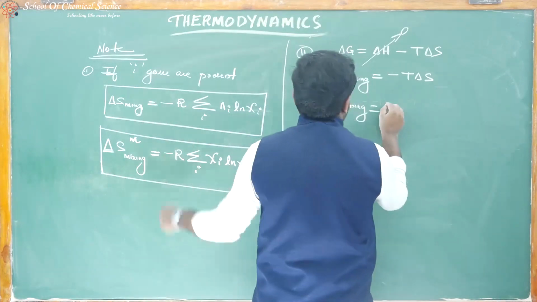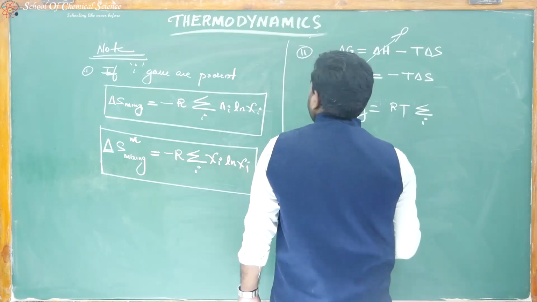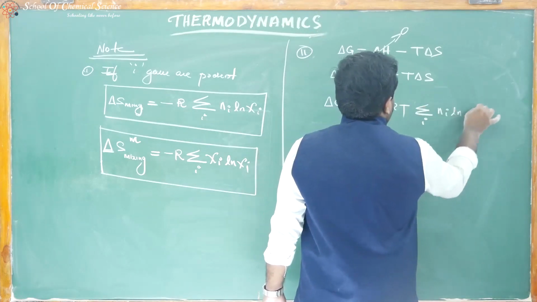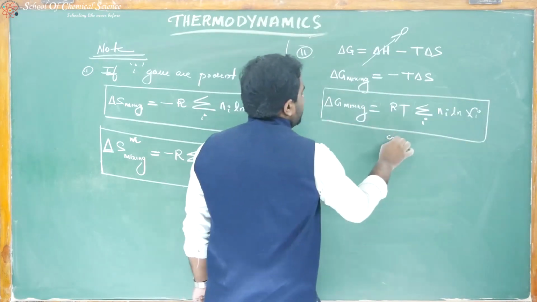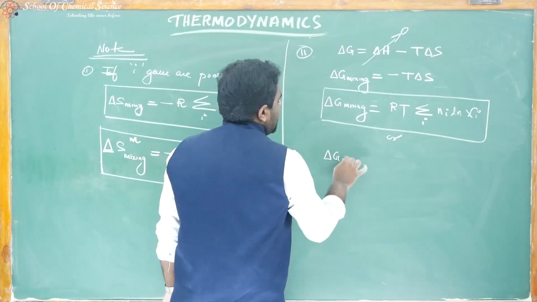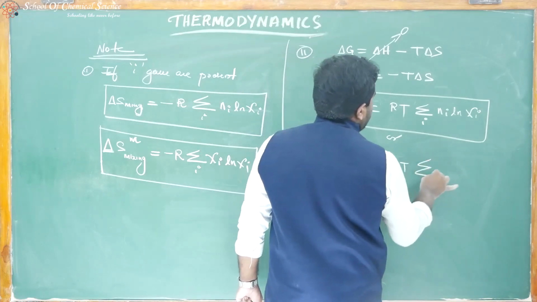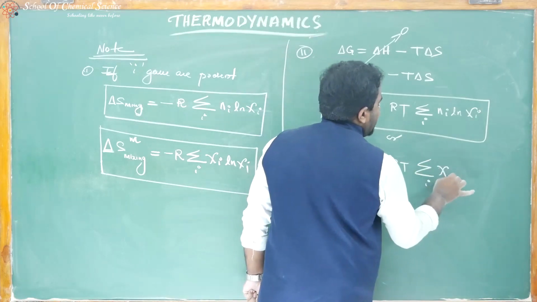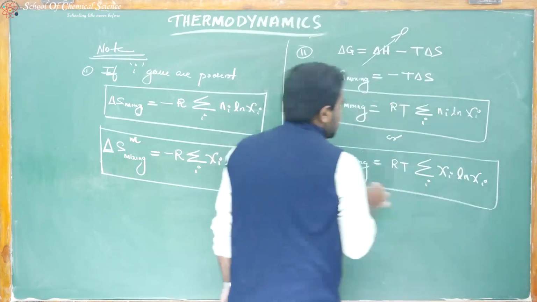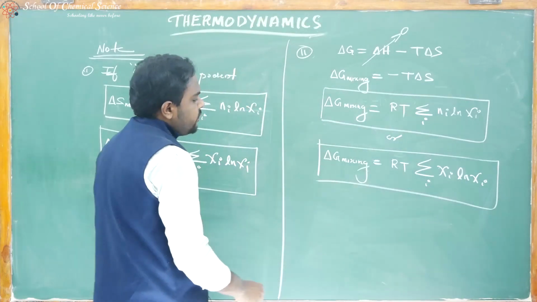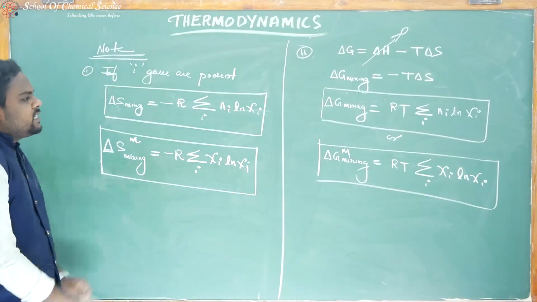Minus T into minus, that becomes plus. So RT sigma i Ni ln chi i. This is one equation. Or you can use delta G mixing molar equal to RT sigma i chi i ln chi i. So this is the Gibbs free energy for mixing. This is molar and this is Gibbs free energy change of mixing.